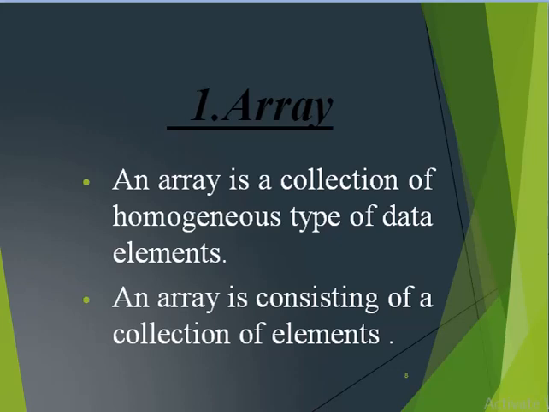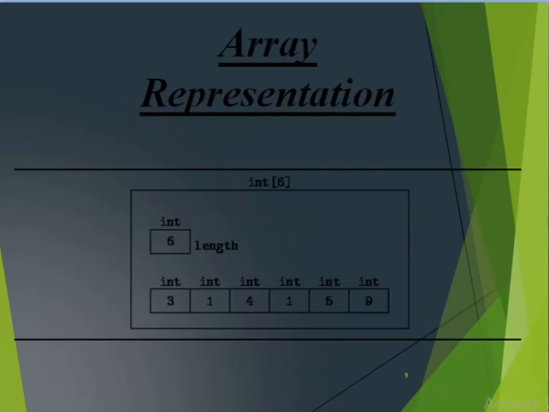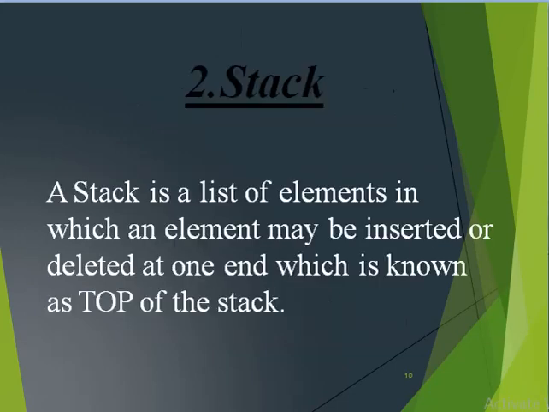An array is a collection of homogeneous type of data elements, in which array consists of a collection of elements. We can represent array by using similar data types. If we take integer as a data type, it carries all the similar data types in a particular single list of elements, called an array.